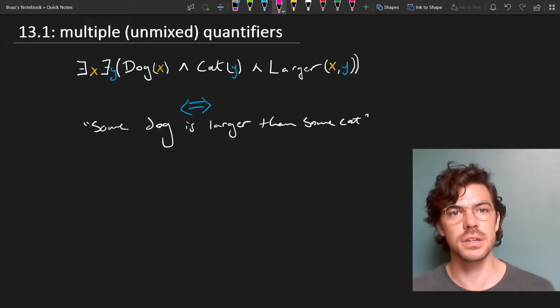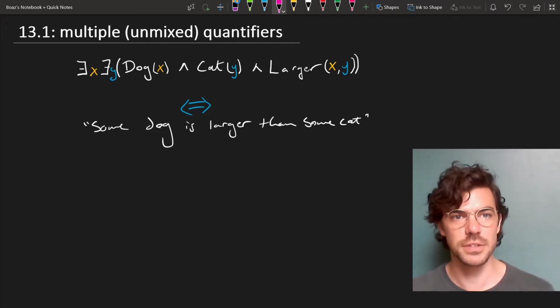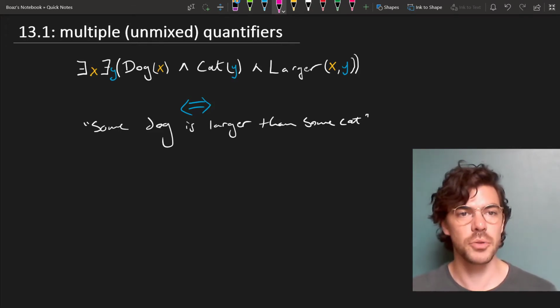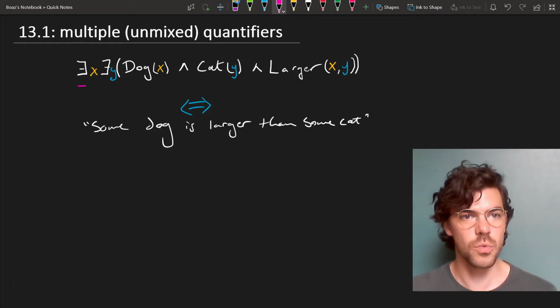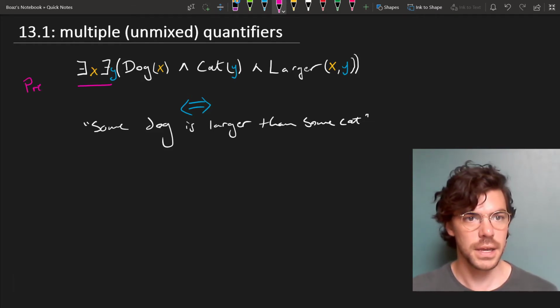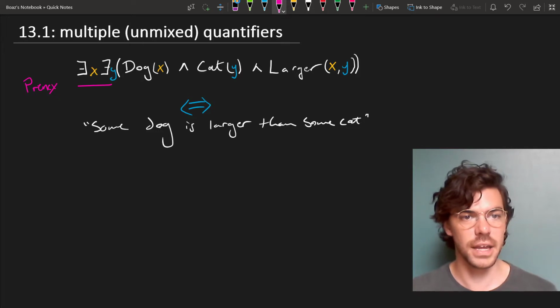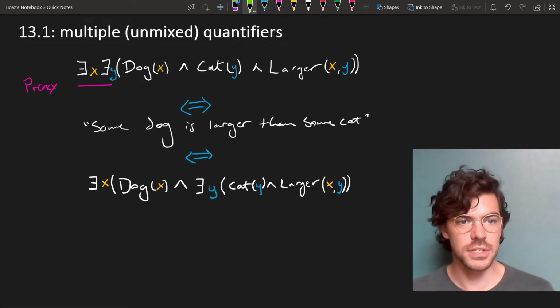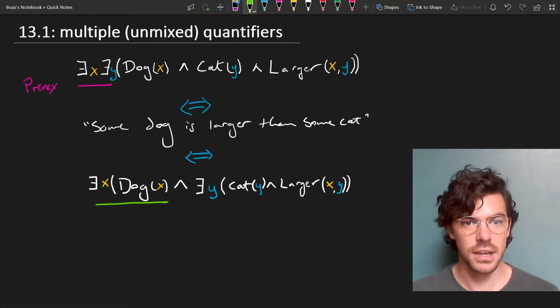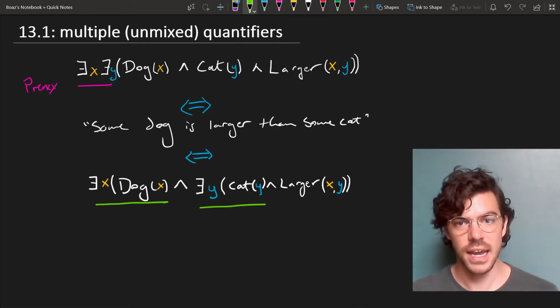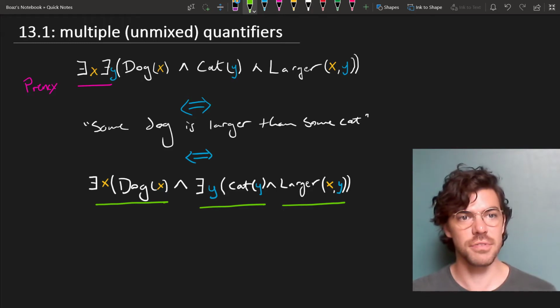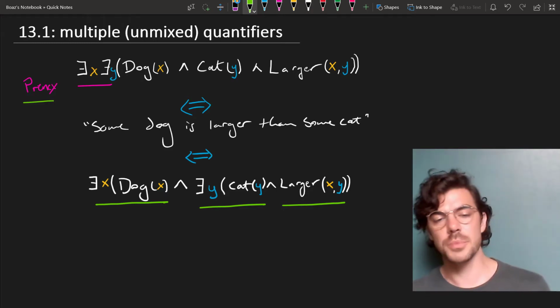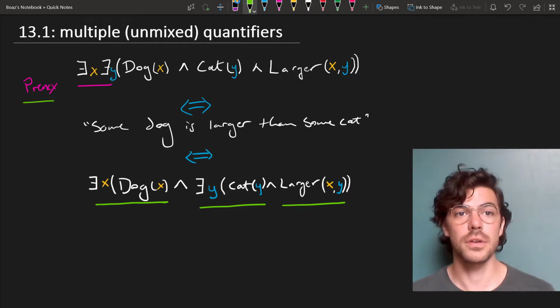So here we have two different quantifiers, but unmixed ones. They're both existential quantifiers. And they're both out front here, which is what we call prenex form. It might look a little more natural to write it like the following, which is logically equivalent. So what we have here is the equivalent statement that something is a dog, and something is a cat, and the thing that's a dog is larger than the cat. So these are equivalent, and this one just shows us the structure, and it's different from the prenex form up here. Similar observations apply to sentences with multiple universal quantifiers.